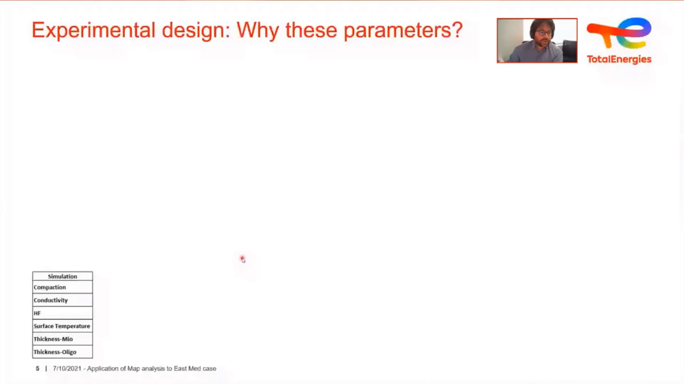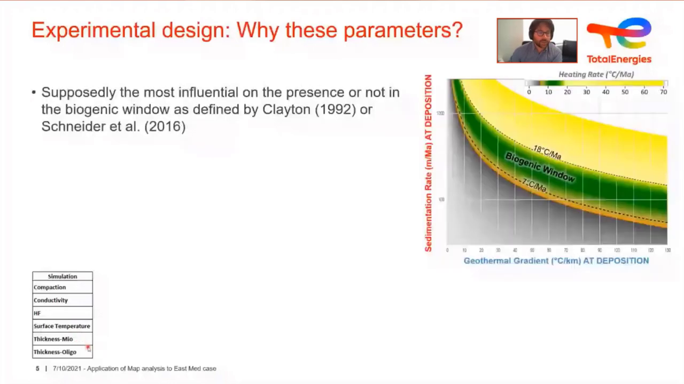So the study was carried out with those six uncertain parameters in the experimental design. So a compaction curve, the thermal conductivities of the sedimentary facies, the basal heat flow, the surface temperature, and the thickness of two intervals for the Miocene and the Oligocene. And why did we use those parameters? Because they are supposed to be the most important, the most impacting on the presence or not in the biogenic window as it has been defined.